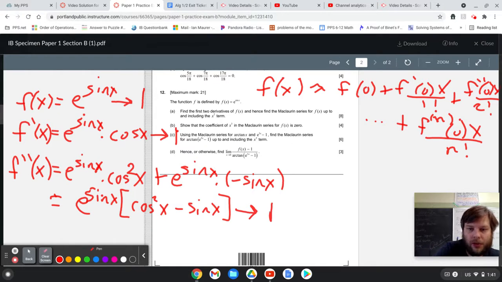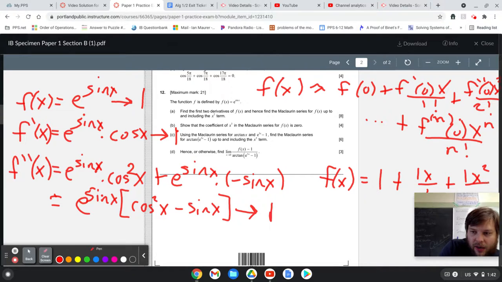So for part A, the Maclaurin series of f of x up to and including the x squared term. I forgot to put the nth power on that, didn't I? Okay, so our f of x is equal to f of 0, 1, plus f prime of 0, 1, x over 1 factorial, plus f double prime of 0, 1, x squared over 2 factorial. Part B: show that the coefficient of x cubed in the Maclaurin series for f of x is 0. Okay, so let's do one more derivative here.